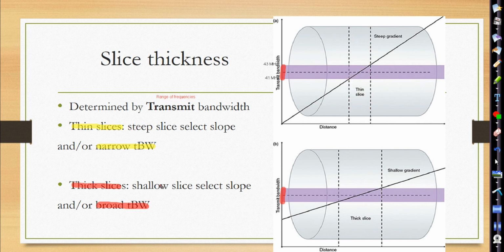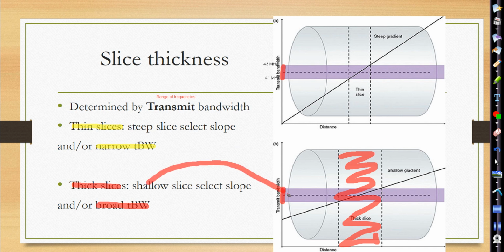Now if our slice select gradient is shallow, and remember we still have the same range of transmit bandwidth, see how this shallow gradient creates a thicker slice. Because here is the range of frequency, and this gradient cuts right through it, and then our slice is now going to be a lot thicker. Okay? So this is more likely what's happening in your MR system. You don't really ever change the transmit bandwidth. You can actually change how much current goes through that slope, or that coil. Okay, so here's your shallow.